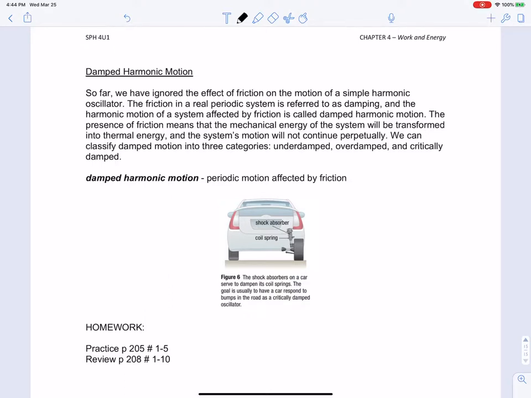Please read this section to gain a greater understanding of damped harmonic motion. As well, try the practice and review problems listed.